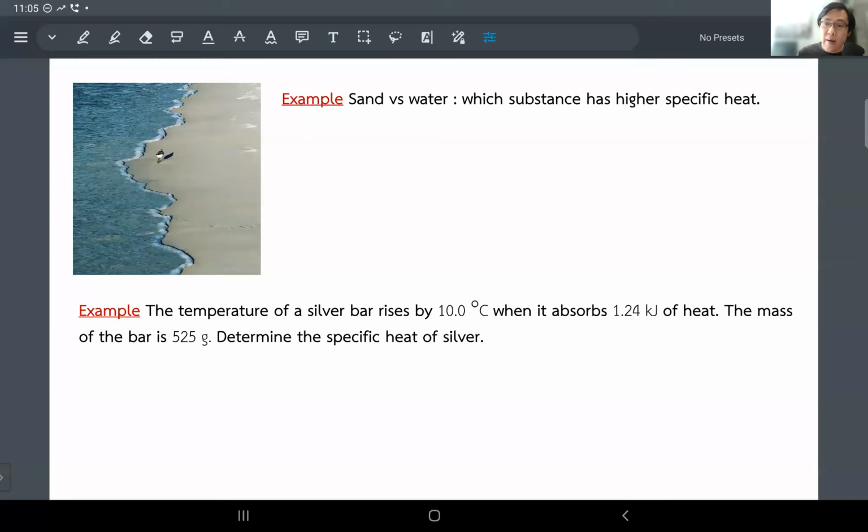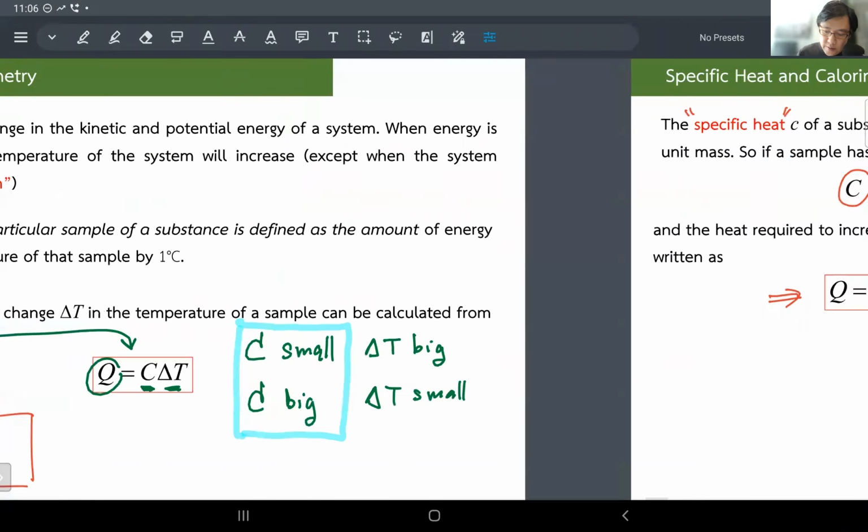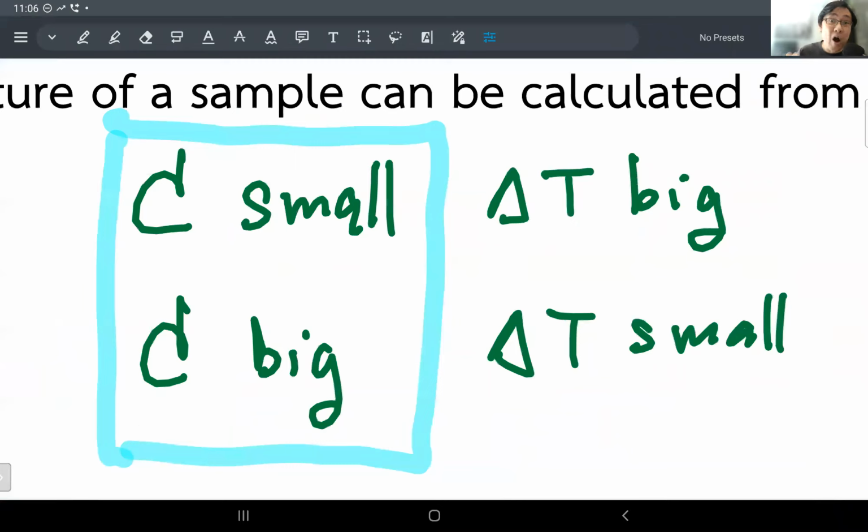Now just bring in your own experience. When you run down to the beach, which has a higher temperature that you can feel from your feet, the sand or the water? Yeah, the sand's kind of hot, right? When you run into the water, it's going to be a little bit cooler. But remember this one: anything that shows up hotter means the heat capacity of it is going to be small. Does that make sense now?